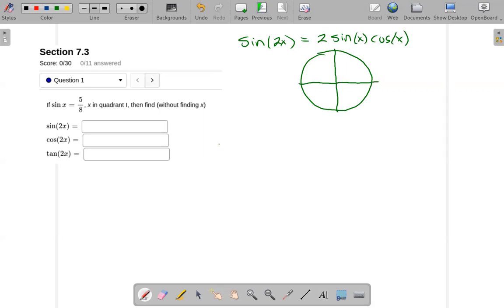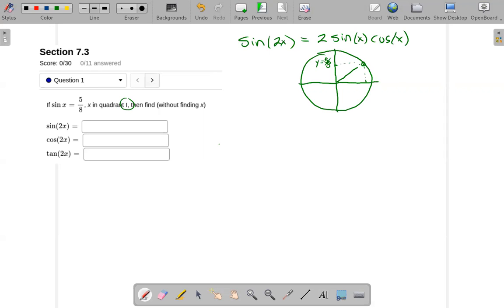So let's see, on the unit circle, the sine is a y value. So then we just find y equals 5/8 up here. So that's about a half. 5/8 would be around here. And it says I'm in the first quadrant. So that means I'm going to grab that point right there. And so I just got to figure out what is that x value to go with it.